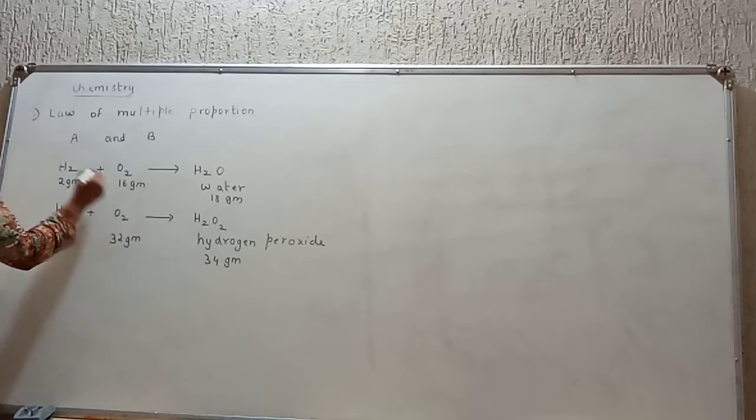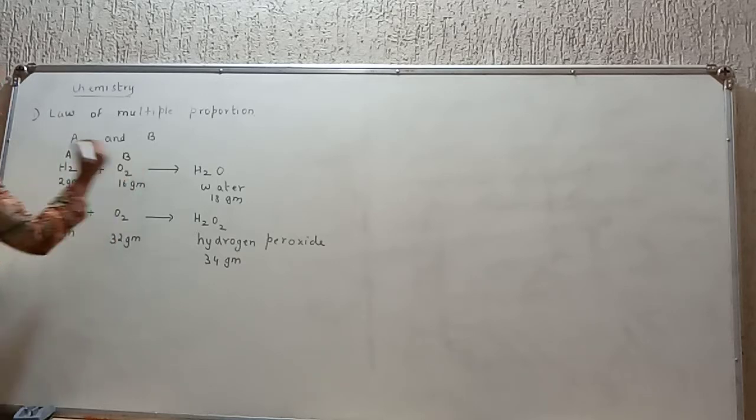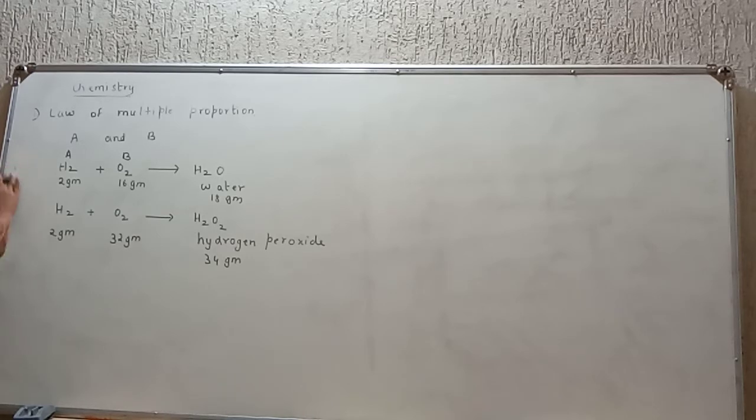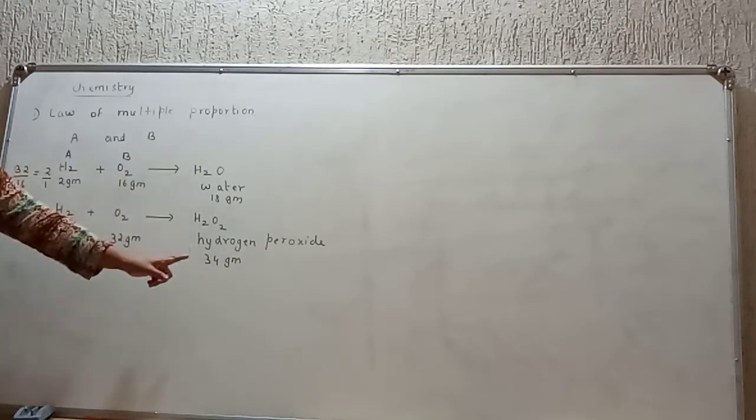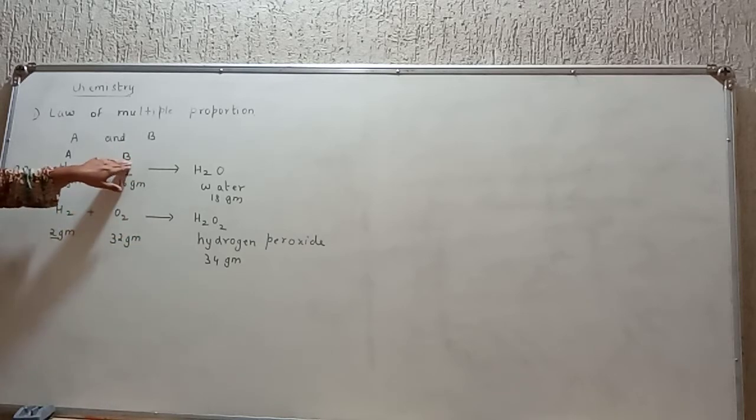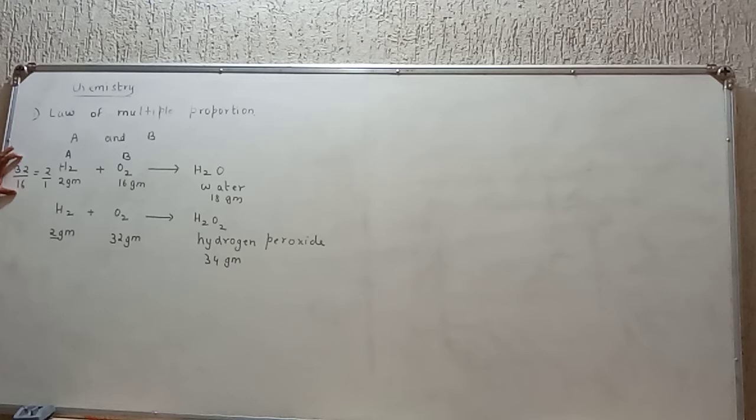Then the amount of, आता हा element A जर धरला, हा element B जर धरला, then the amount in which B reacts with A is in the form of simple whole number. Means 32 grams of oxygen react with 2 gram of hydrogen to give hydrogen peroxide. Similarly, 16 grams of oxygen reacts with 2 gram of hydrogen to give water. So, two elements combine to form two different compounds, then the mass of B which combines with A is in the simple whole number ratio.